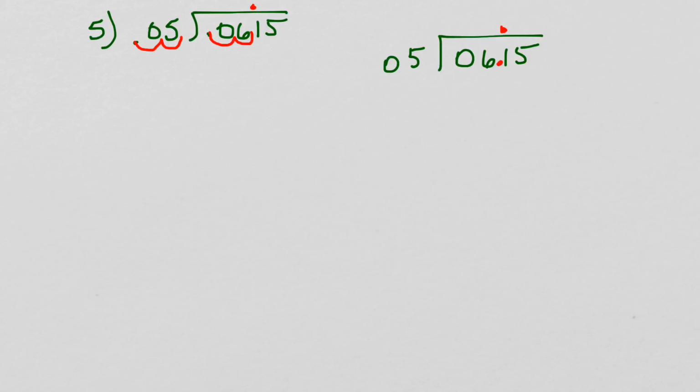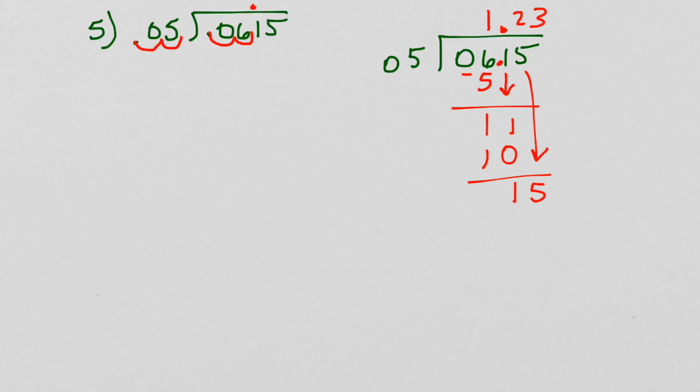So 5 goes into 6 one time. Notice that I'm lining up my number, and that's 5. Subtract. I'm going to bring down the 1 and subtract with the 1. 5 goes into 11 2 times. I'm going to subtract, bring down the 5, and 5 goes into 15 3 times. So my answer is 1.23. And now you know how to do your comp practice.